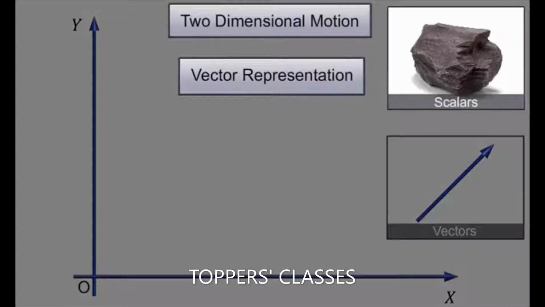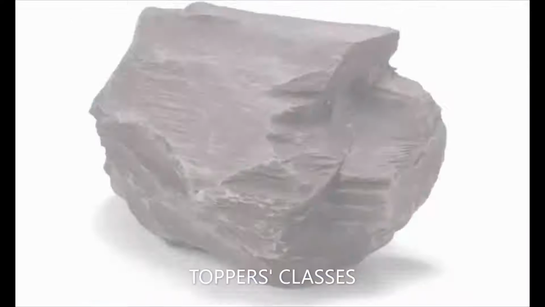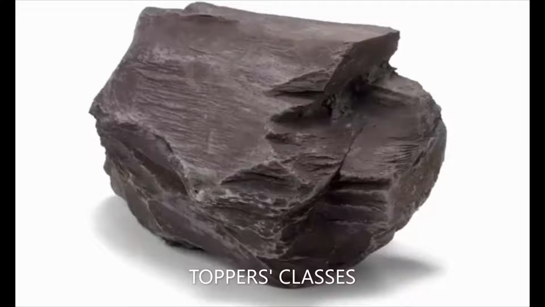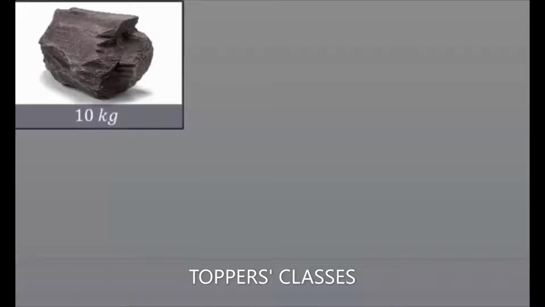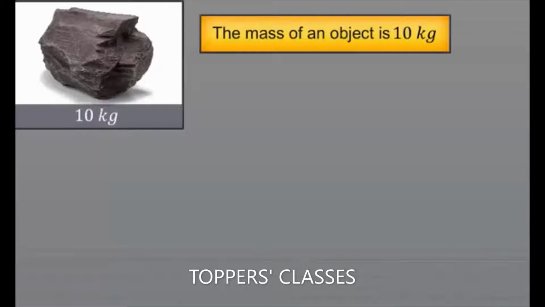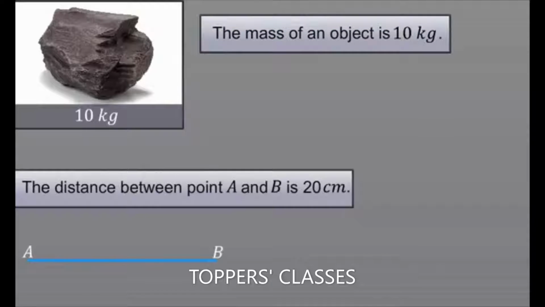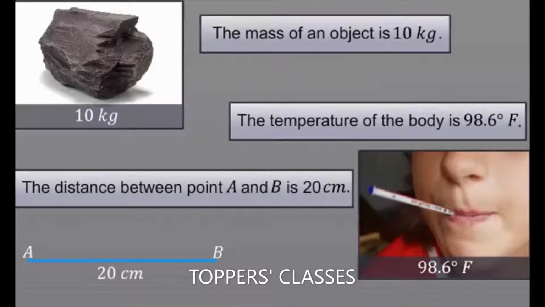Entities described completely with the help of a number along with its unit are called scalars. The mass of an object is 10 kg. This description is complete and you do not need to add to it to identify it. Similarly, the distance between point A and point B is 20 centimeter is a complete description. Likewise, the temperature of a body and the time at which an event takes place are described completely by a number along with corresponding units.